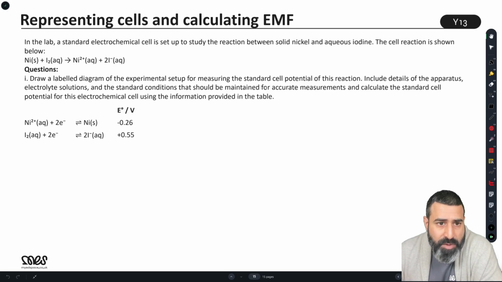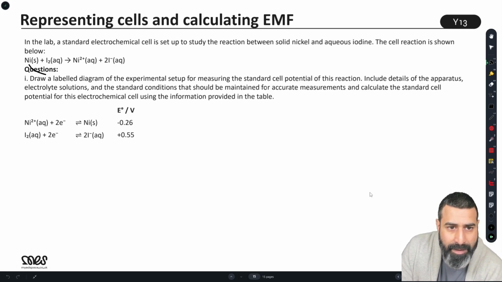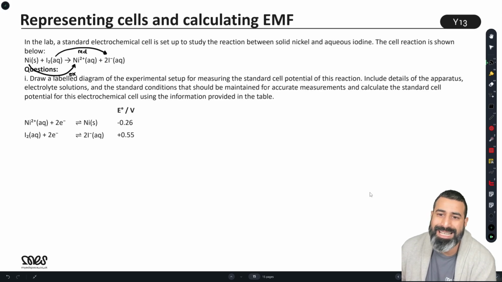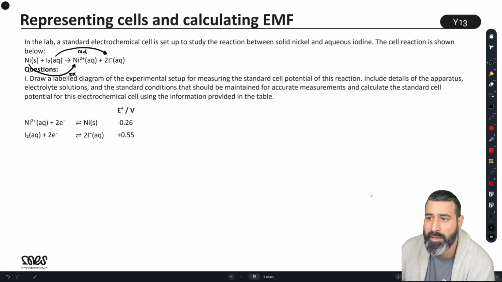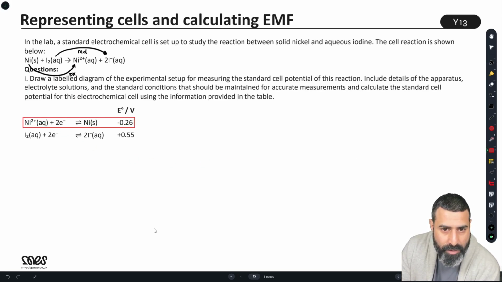So we've got a chemical reaction between solid nickel and I2, and when I'm looking at this question I'm seeing that the nickel's oxidation state is increasing, so this is being oxidized, so therefore the I2 is being reduced. And we need to draw a labelled diagram of the experimental setup for measuring the standard cell potential of this reaction, including apparatus details, and then we need to calculate the cell potential from the information provided in the table. Okay, cool. So the most negative electrode, which is the nickel electrode, is going to form our anode because that's where oxidation takes place.